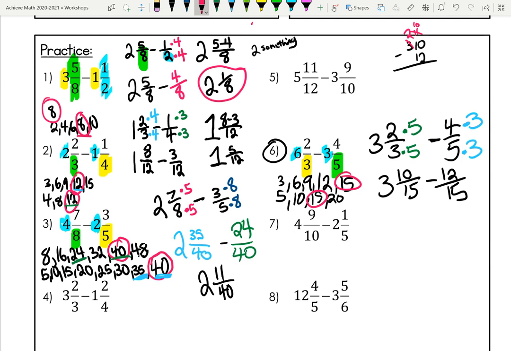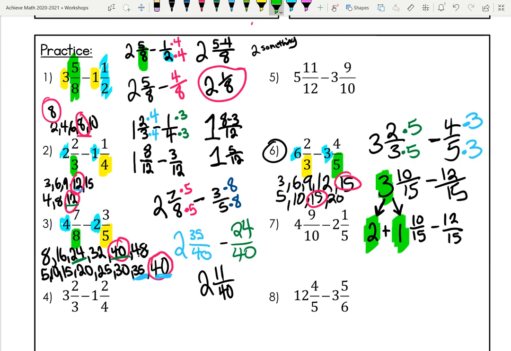So let's go ahead and borrow. I'm going to break up 3 into 2 parts. I'm going to break it up to be 2 and 1, and 10/15 minus 12/15. Okay, I'm going to be super clever with this. Watch what happens. I hope you all can believe that 3 is equal to the sum of 2 and 1.